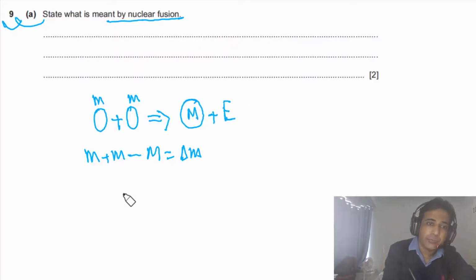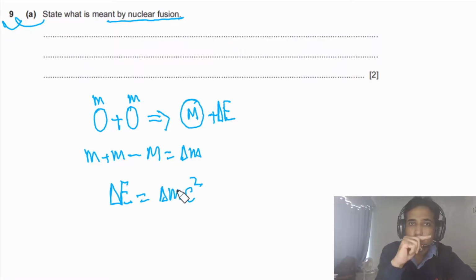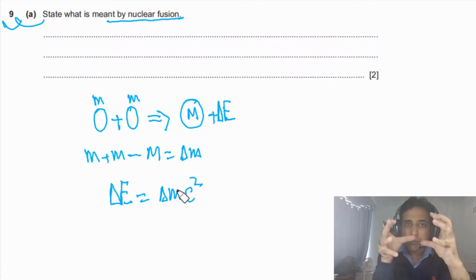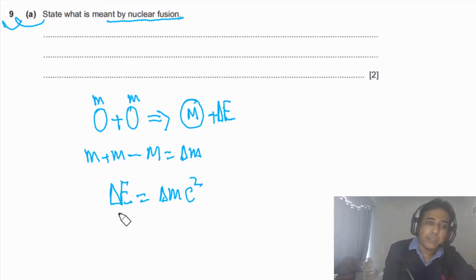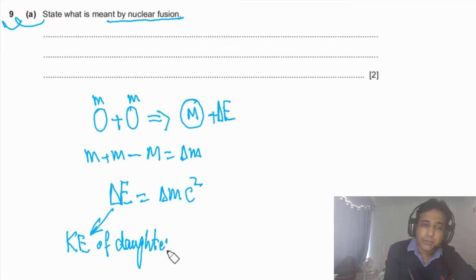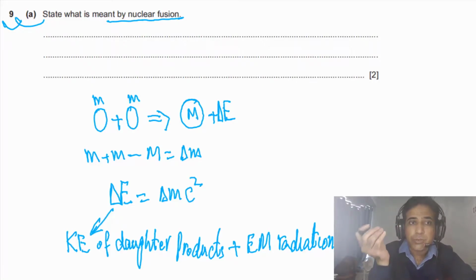So how can we calculate this energy released? Energy released, we can say delta E, is equal to delta M times c squared. So this is how we can calculate energy released, and this energy is equal to the mass difference times c squared, meaning how much mass has been converted into energy times c squared. We can calculate energy released, and this energy will be released in the form of kinetic energy of daughter products plus gamma radiations. Simply you can say plus EM radiations. So this is how this energy will be released. So these are the points you need to understand about nuclear fusion.